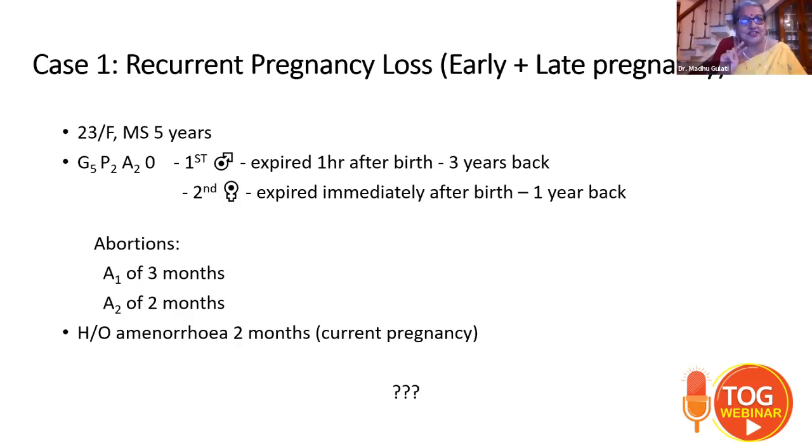She has had 2 abortions, and she has already had 2 full-term births. The first one was at a PHC, the second one was at a small private hospital, also in the suburbs. And now she has come to me at 2 months amenorrhea, low resource setting, and now what?